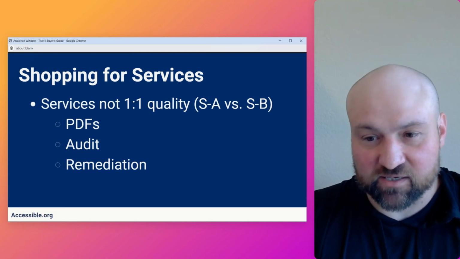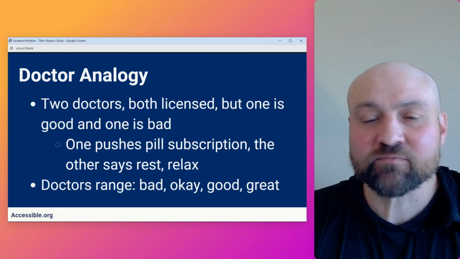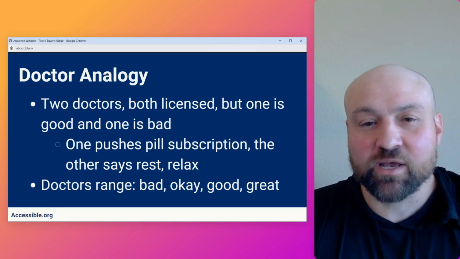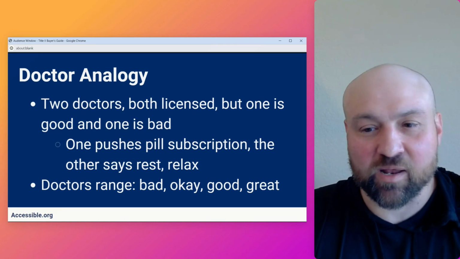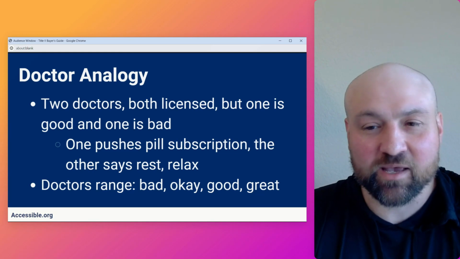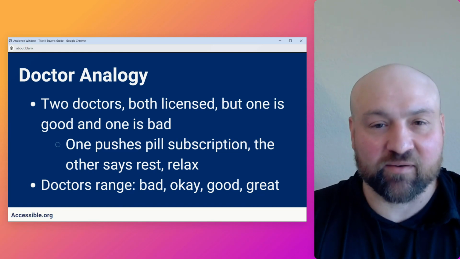So I have other services as audits and remediation. And then on this next slide, I have the doctor analogy. Just think about when you go to a doctor. If you have two doctors, both are licensed, but one is good and one is bad. One you feel comfortable with, and the other you feel like you're wasting your time and your money every time you go to them.